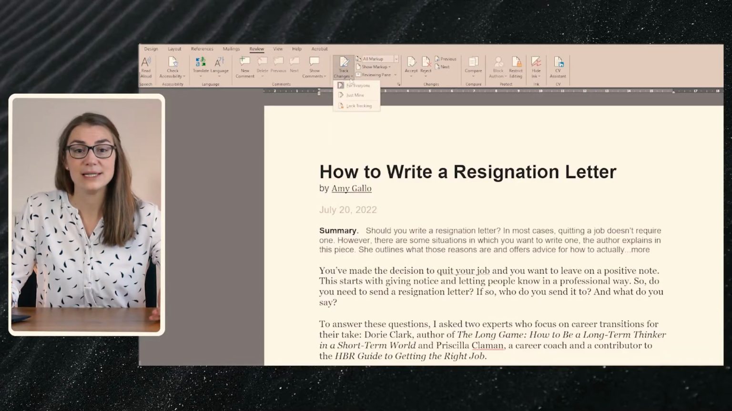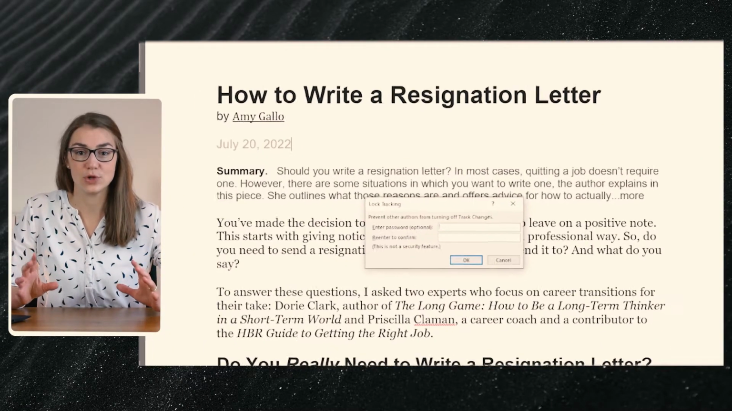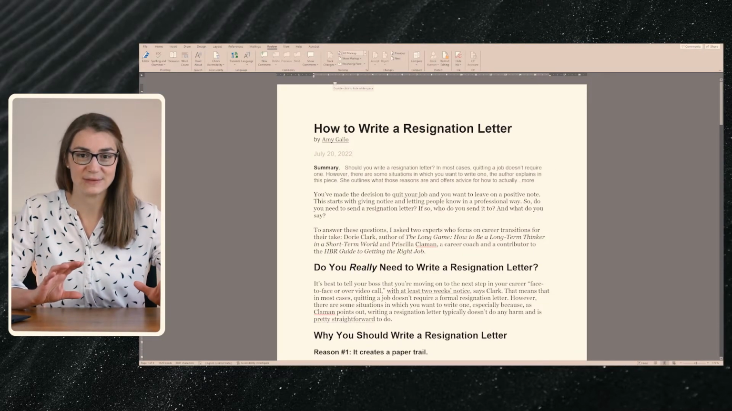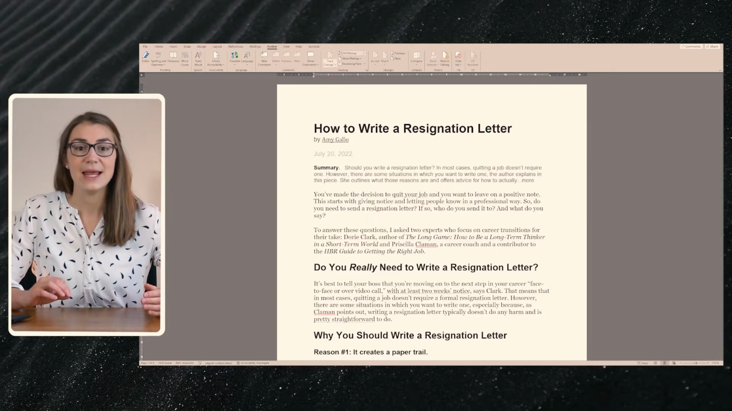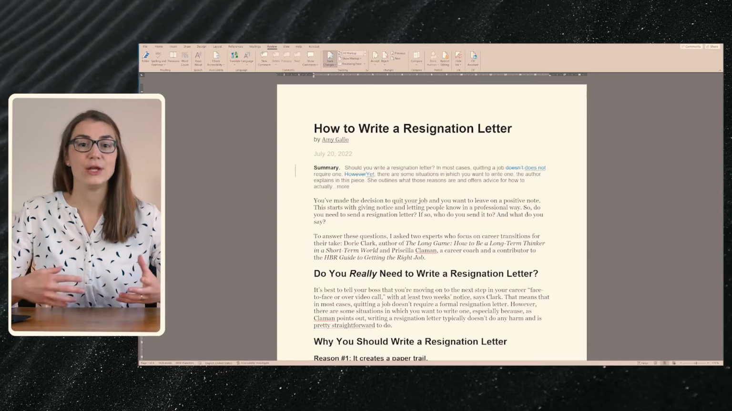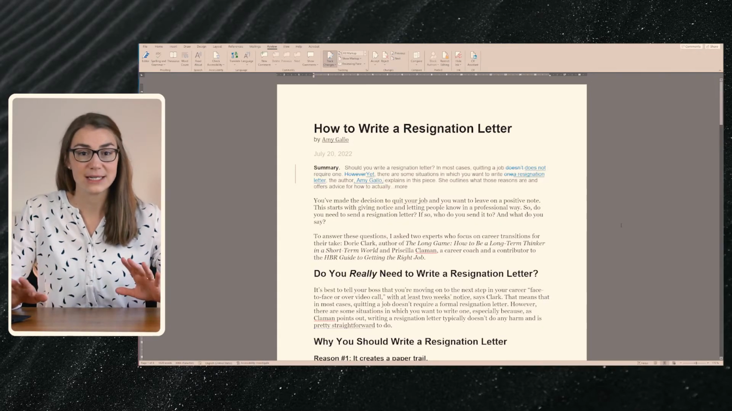You even have the possibility to lock tracking with a password in order to prevent other authors from turning on or off track changes. You'll realize track changes is on if the entire button is grayed out and lock tracking has a dark background. This might become handy in particular when you're working on sensitive documents such as contracts, where you want to make sure that everyone working on the document tracks changes and does not change anything without being noticed.